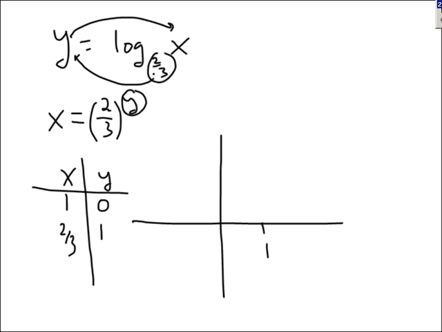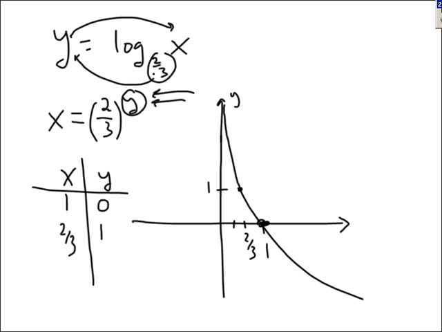When x is 1, I go up nothing. When x is a little bit less, like 2/3, I go up 1, right here. And I have to get closer to the y-axis, which tells me that my graph goes like that. Don't touch the y-axis. Get closer and closer to it. Here's the y-axis. Get closer and closer to it. Never touch it.